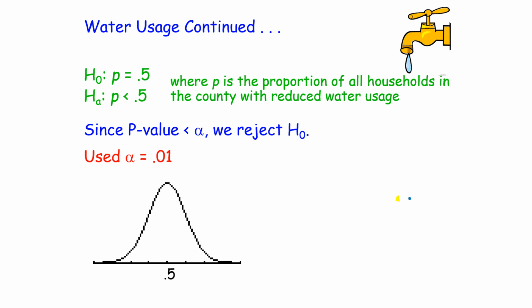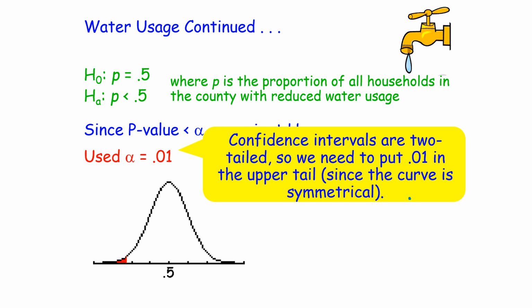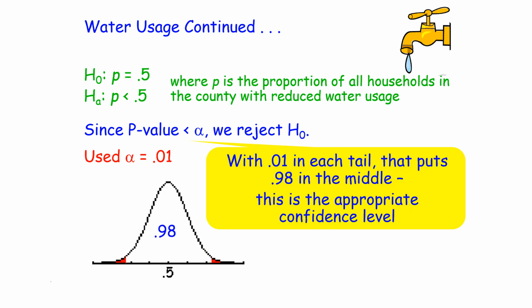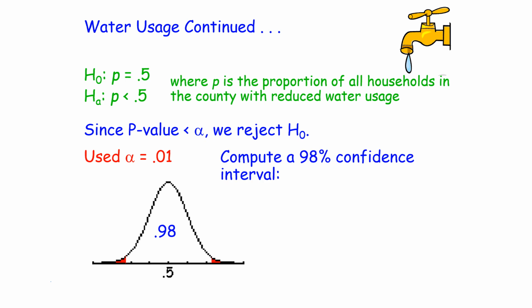So using our alpha equals 0.01 with our standard curve here, we see that we've got our alpha of 0.01 in the left tail, and our confidence intervals are two-tailed. So we need to put 0.01 in the upper tail since the curve is symmetrical. With 0.01 in each tail, that puts 0.98 in the middle. This is the appropriate confidence level. So we're going to compute a 98% confidence interval.